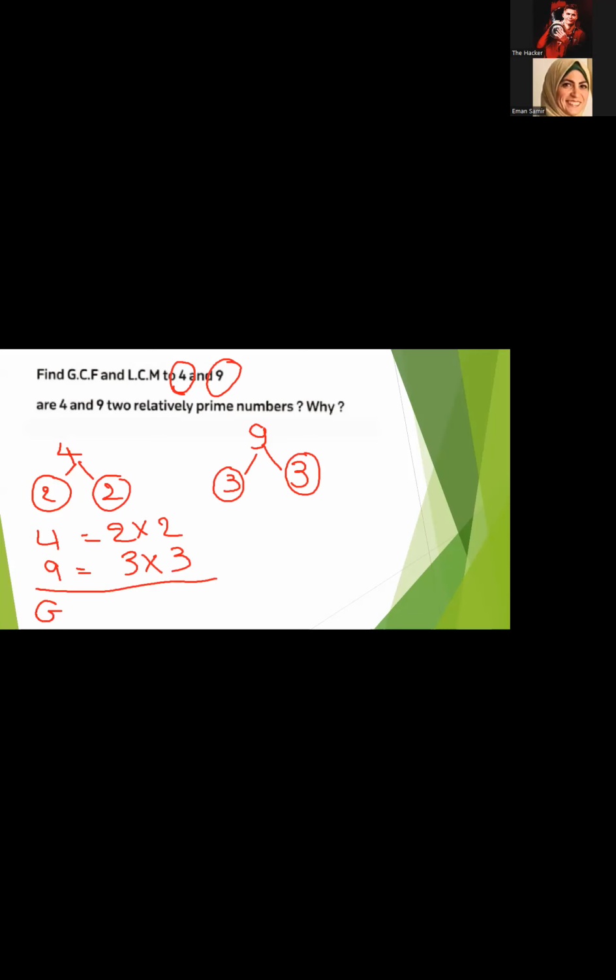For the GCF, I have nothing in common, no common factor. So the GCF is equal to 1. And the LCM is equal to their product, which is what? 4 times 9 equals 36. So from this factorization, I can see that there is no common factor between 4 and 9. So I can write that the GCF is equal to 1. The LCM is equal to 36.